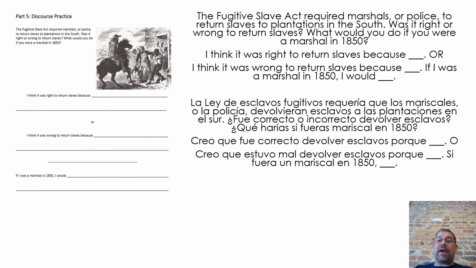The Fugitive Slave Act required marshals to police to return slaves to plantations in the South. Was it right or wrong to return slaves? What would you do if you were a marshal in 1850? I think it was right to return slaves because blank, or I think it was wrong to return slaves because blank. If I was a marshal in 1850, I would blank.